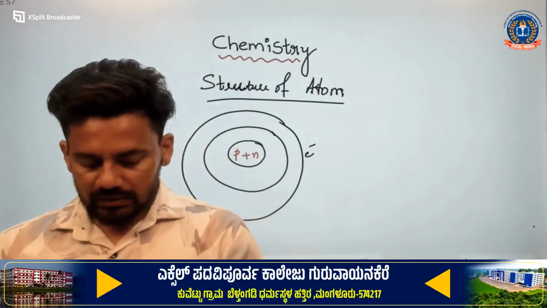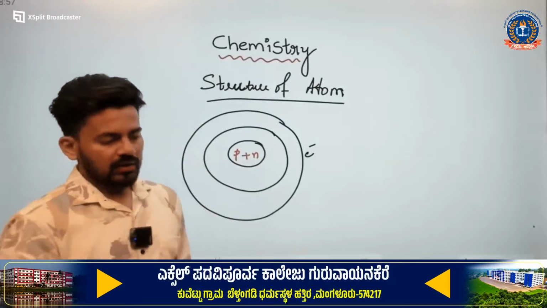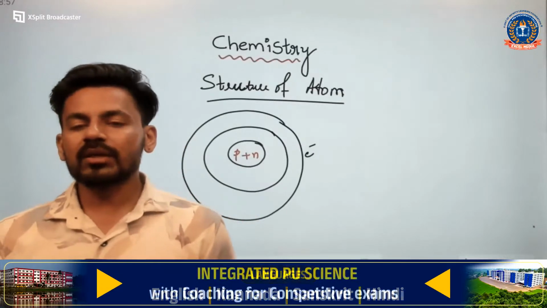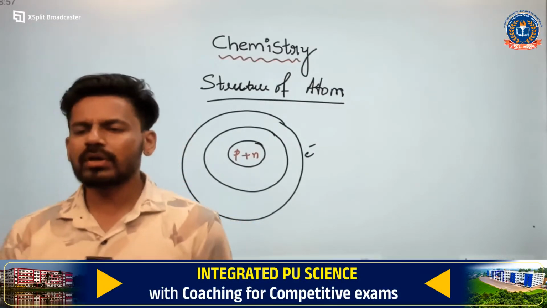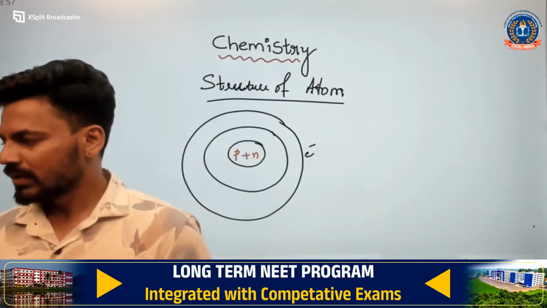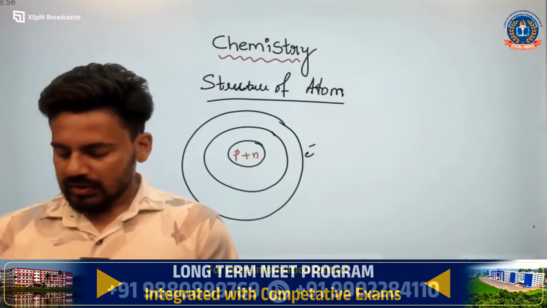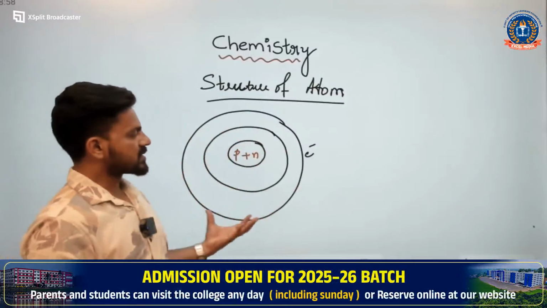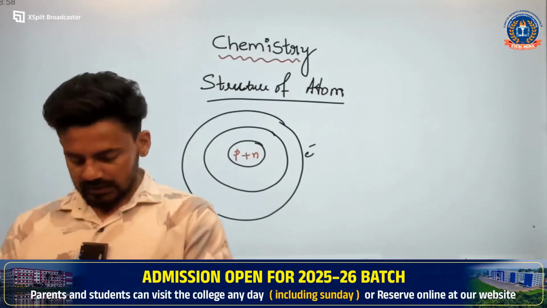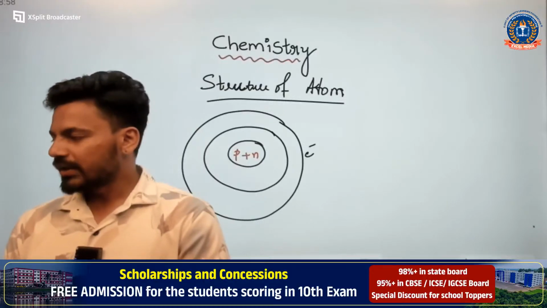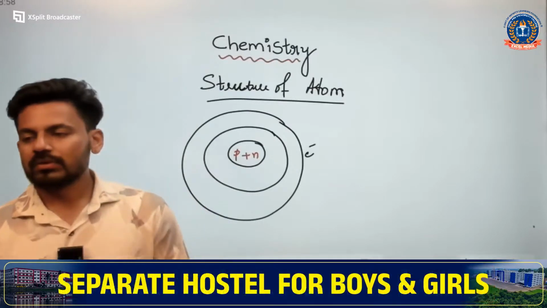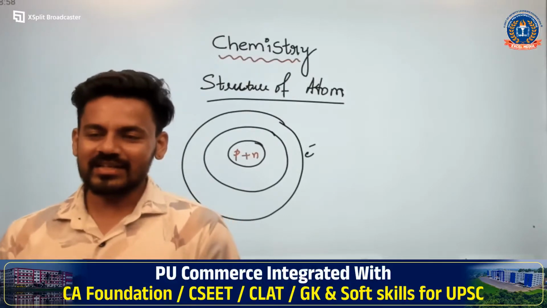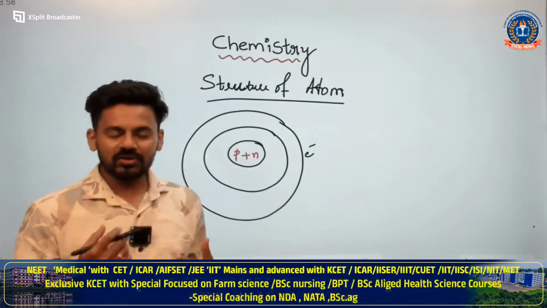I wish to tell two very important terms here: atomic number as well as mass number. Do you know about atomic number and mass number, my dear students? You have already studied them in 9th standard. Can anybody tell me what is atomic number? Atomic number is the number of protons. The number of electrons and the number of protons are equal.